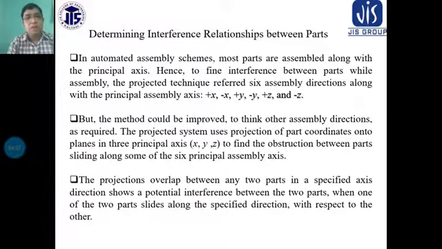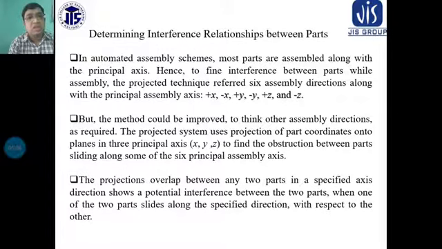The projection techniques refer to the six assembly directions along the principal assembly axis, that is plus x axis, minus x axis, plus y axis, minus y axis, plus z axis, and minus z axis. But this method could be improved to consider other assembly directions as required.